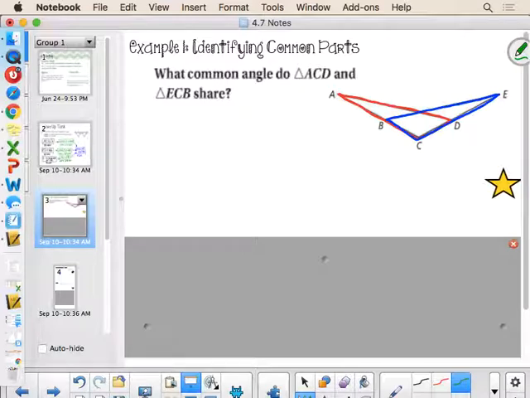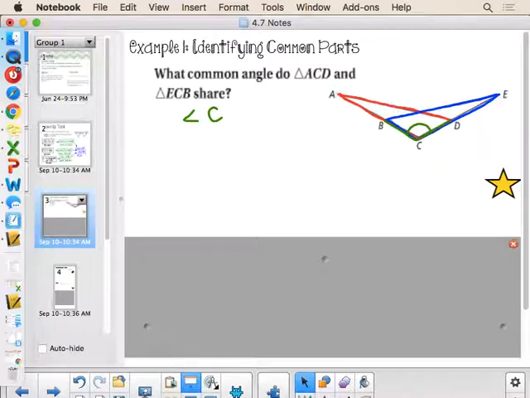Brendan? Angle BCD. Angle BCD, otherwise known as simply angle C. I can call this one angle C because it's not any bit confusing. So their common angle is angle C. Why might this be helpful? Why am I even doing an example like this? What are your thoughts as to why I'm doing this type of example today? Besides the fact that it's in the textbook.